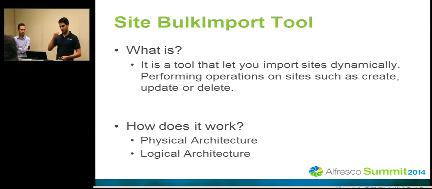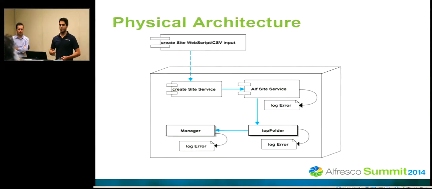About the physical architecture, we have some components. The create site webscript component receives and validates the CSV file. This component calls the create site service component that uses the Alfresco site service to create the site. If any error happens, it is thrown by the logger. The next component is the top folder component that creates the top folder such as document library. And finally, the manager component that sets the person or persons as site managers of the sites.